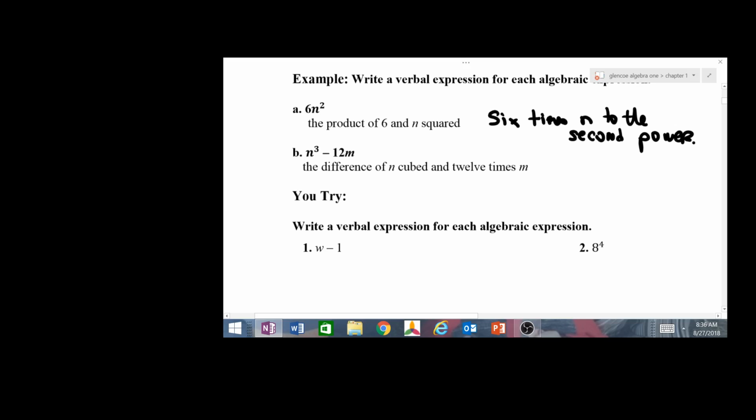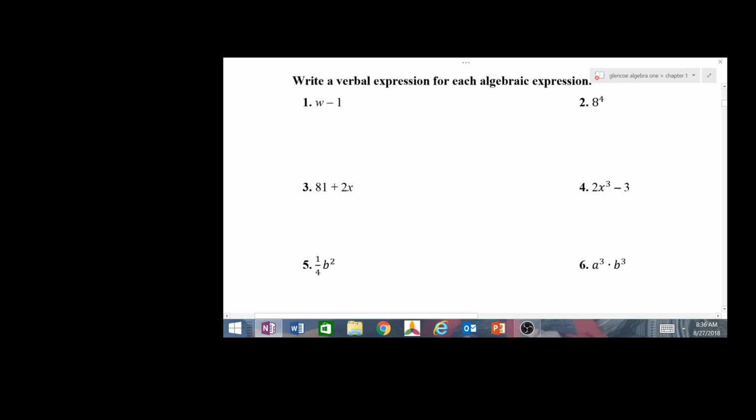Example B, n cubed minus 12m. We know that a minus sign there means the difference of. So you could say the difference of a number cubed minus 12, or the difference of n cubed and 12 times m. Are you catching on? Yes? All right. So what you see in front of you now is part of your homework.